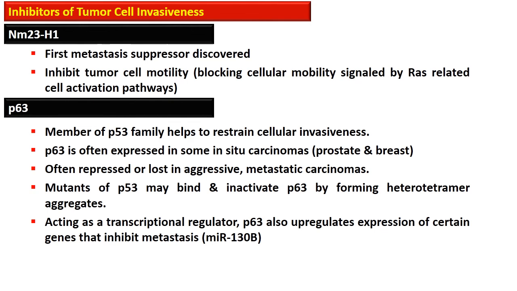P63 is expressed in some in situ carcinomas of the breast and prostate. It is often repressed or lost in aggressive metastatic carcinomas. Mutants of P53 may bind and inactivate P63 by forming heterotetramer aggregates. P63, acting as a transcriptional regulator, also upregulates expression of certain genes that inhibit metastasis, for example microRNA 130B.